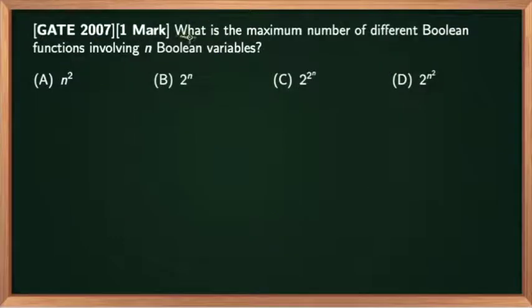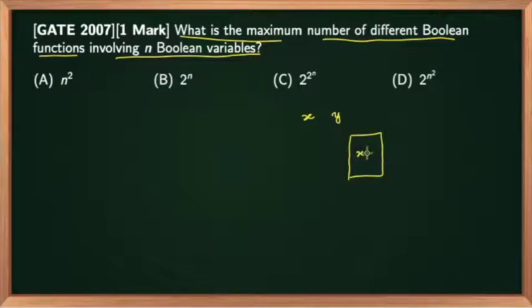What is the maximum number of different Boolean functions involving n Boolean variables? Okay, so let's assume you have two Boolean variables, maybe x and y. And let's assume you have a function. Maybe we can take x or y, that's a function. So you give a pair of inputs, x comma y, right?